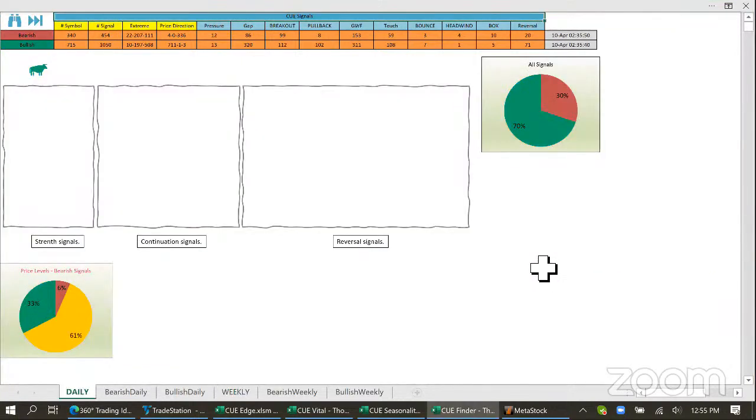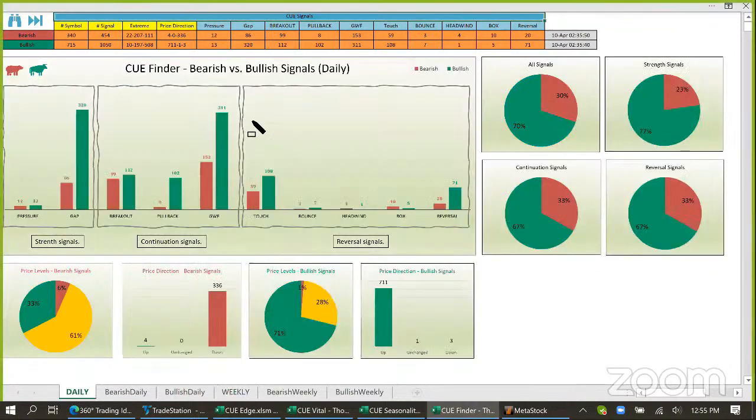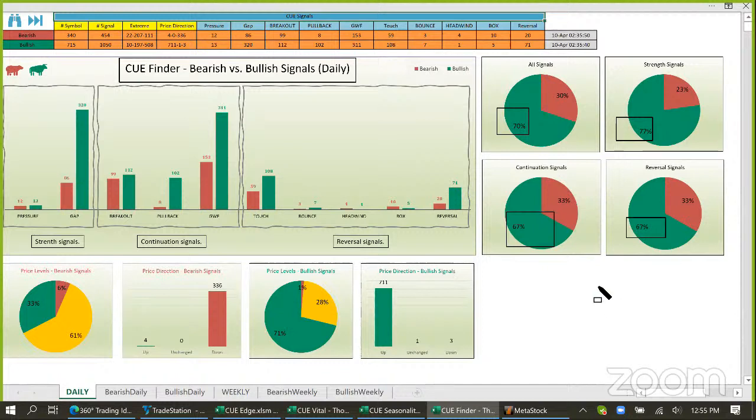If I look at the daily picture for technical breadth, the last trading day of the week, Friday, again, all signals 70% bullish, and the other categories are all bullish, including the reversal signals. Therefore, overall, the technical breadth is also pretty bullish.